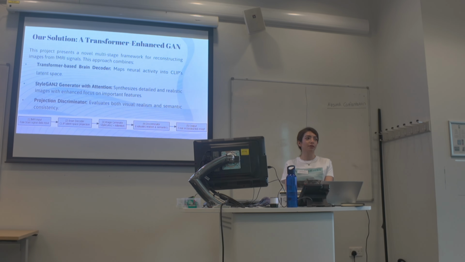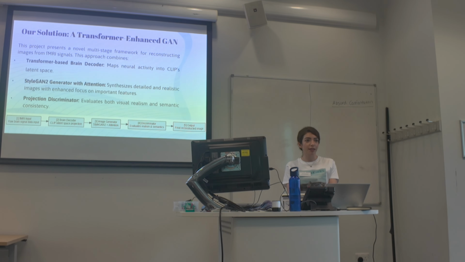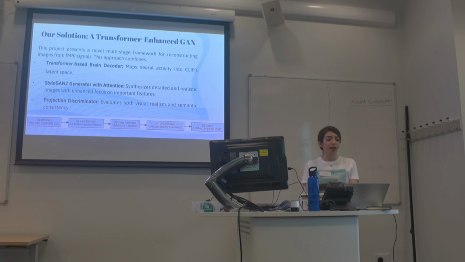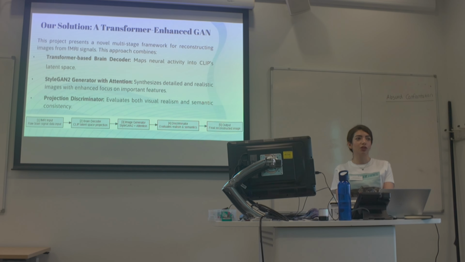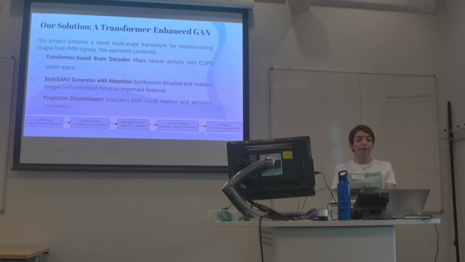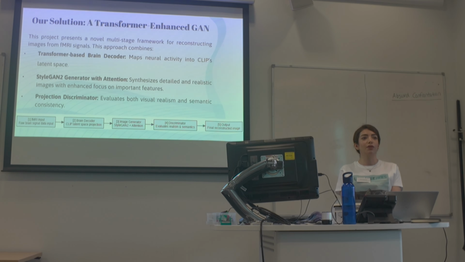First of all, we have a decoder which maps the fMRI data into the latent space of a CLIP model. Then the generator, which is enhanced with self-attention and also cross-attention, tries to synthesize images based on that latent space. On the other side of the GAN, we have the discriminator, which is a projection discriminator, which tries to discriminate between the visual similarity and also the semantic similarity of the generations.